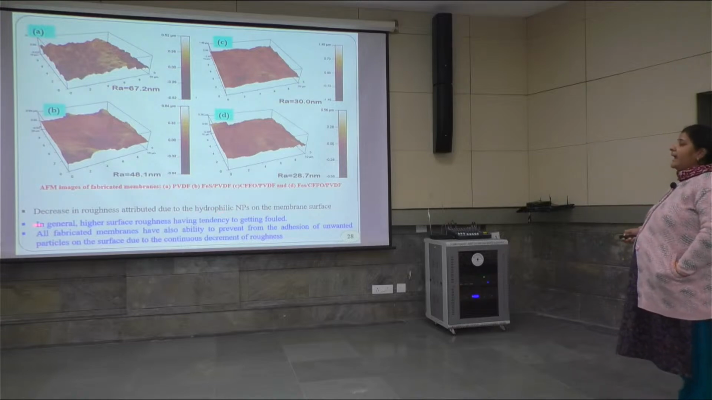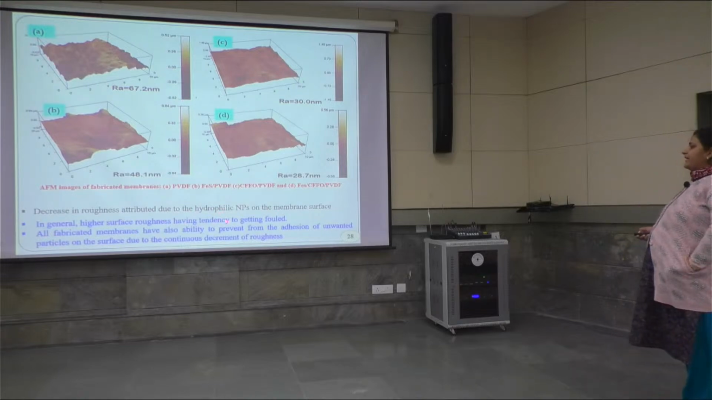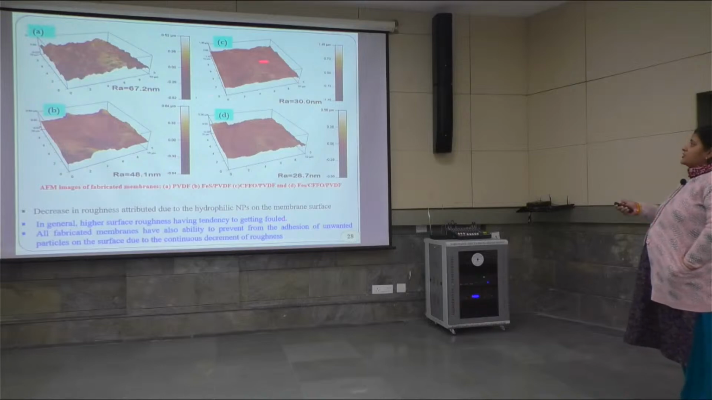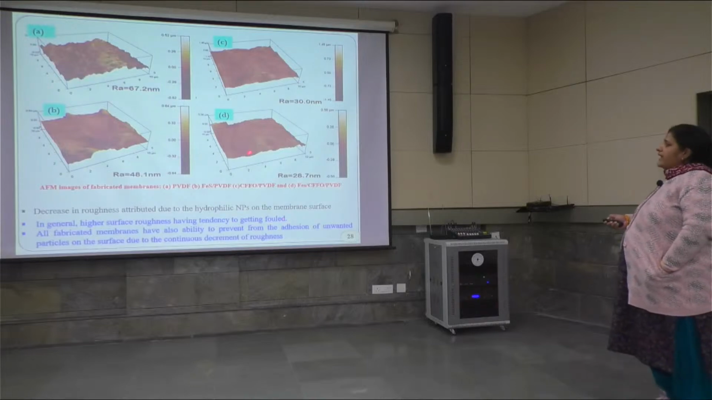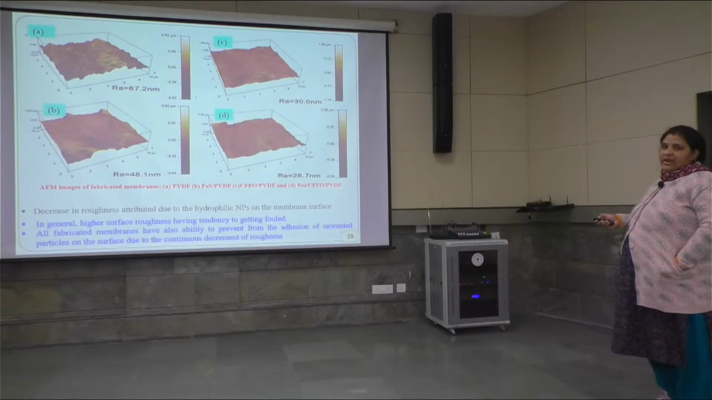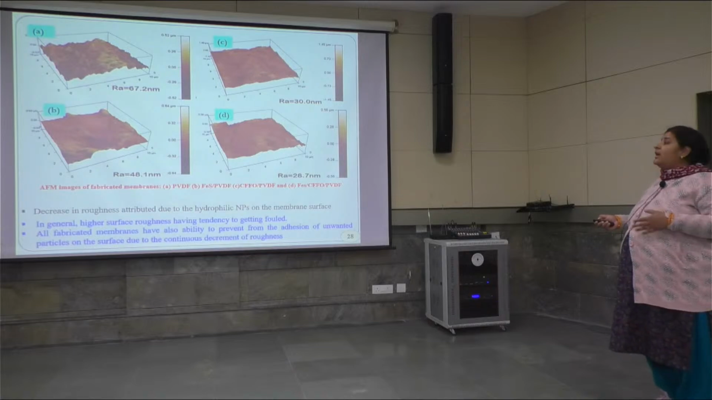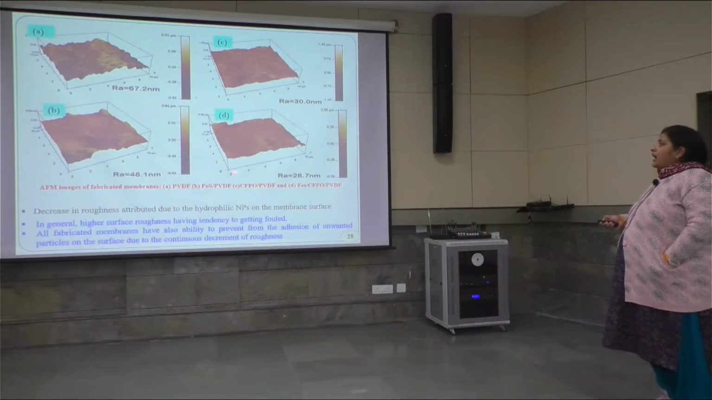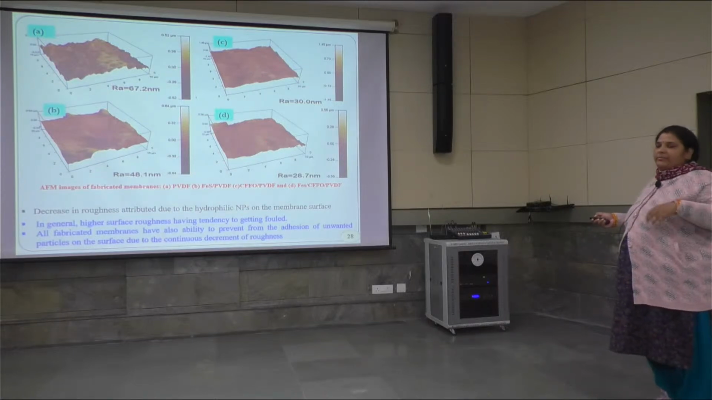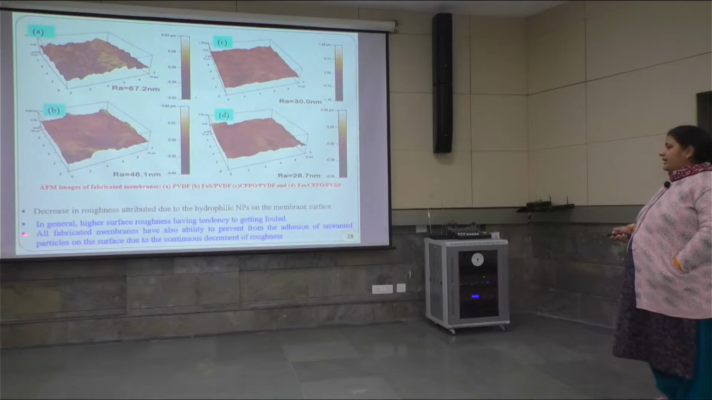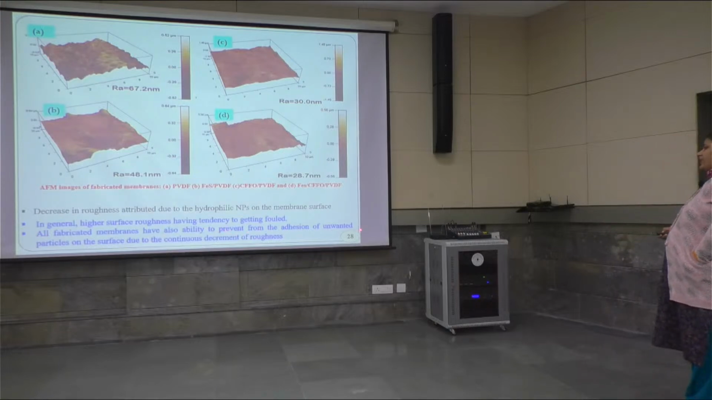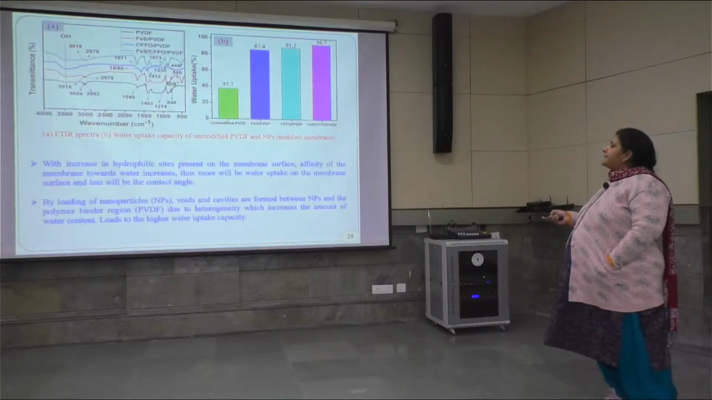In general, higher surface roughness has a tendency toward folding. In this case, both nanoparticles are added, so hydrophilicity increases, and due to the high hydrophilicity, the folding effect will be lesser. So we can conclude that all fabricated membranes also have the ability to prevent the addition of unwanted particles on the surface due to the continuous decrease of roughness.